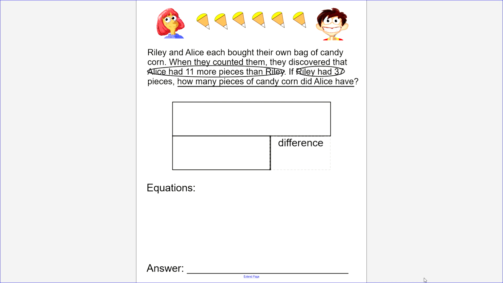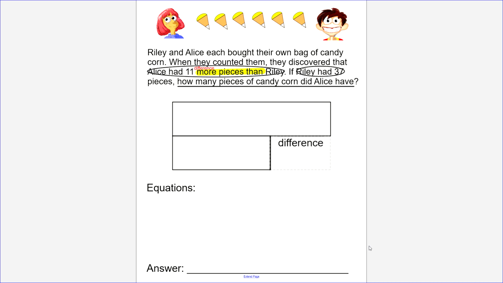Our first piece of information, Alice had 11 more pieces than Riley. What key words do you see? I'm noticing in that piece of information that there are some compare words. I see the words more pieces than. More than is a compare word. It's showing that I'm comparing the amount that Alice has to the amount Riley has.